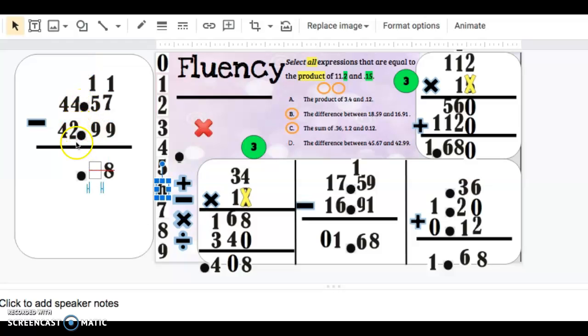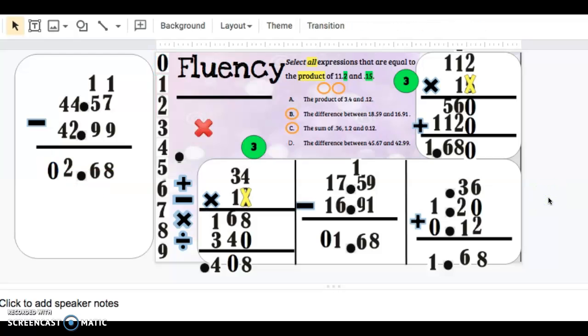4 minus 2 is 2. And 4 minus 4 is 0. So I get 2 and 68 hundredths, which is not the answer we are looking for. So we are done, and our answers for this are B and C.